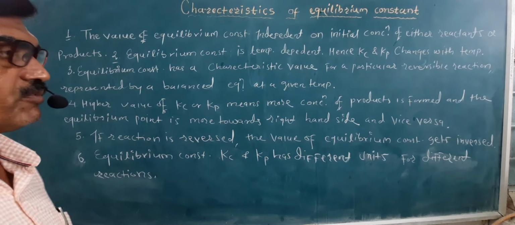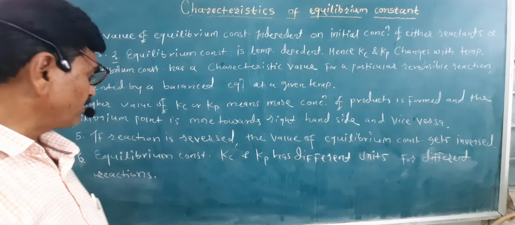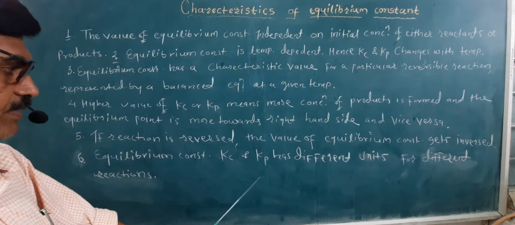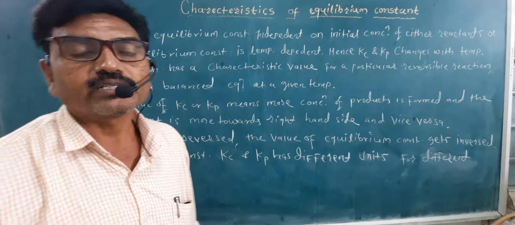Okay. Furthermore, another important characteristic: the equilibrium constants Kc and Kp have different units for different reactions. So in this case, we have to learn in detail regarding this. Kc and Kp have different values and different units for different reactions. How they have different units, we will study.